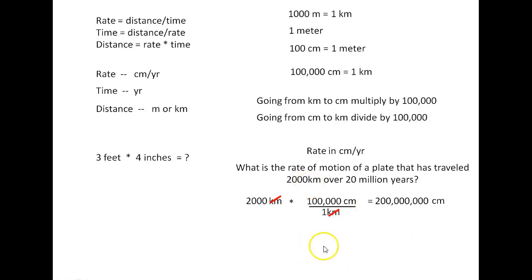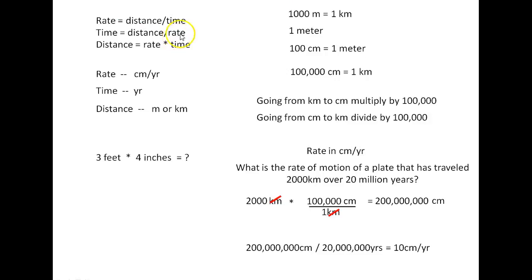Okay, and so now we can do our math, right? We take our distance, 200 million centimeters, and we divide it by our time, which was given as 20 million. When we do that, we get 10 centimeters per year. Because we converted first, we were in centimeters, we got the correct answer in centimeters, right?